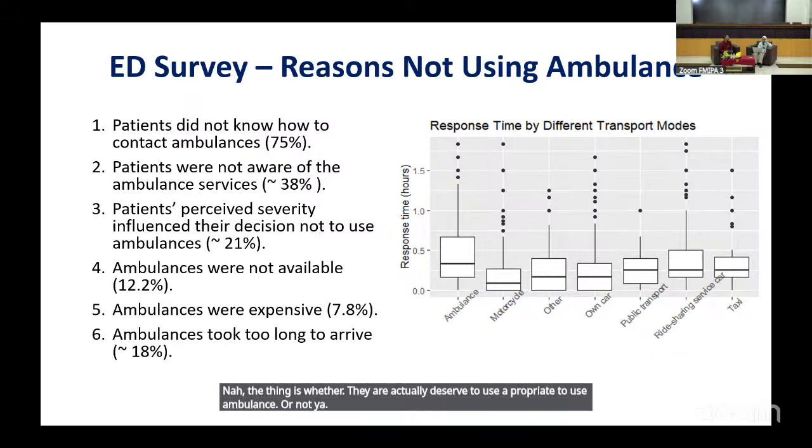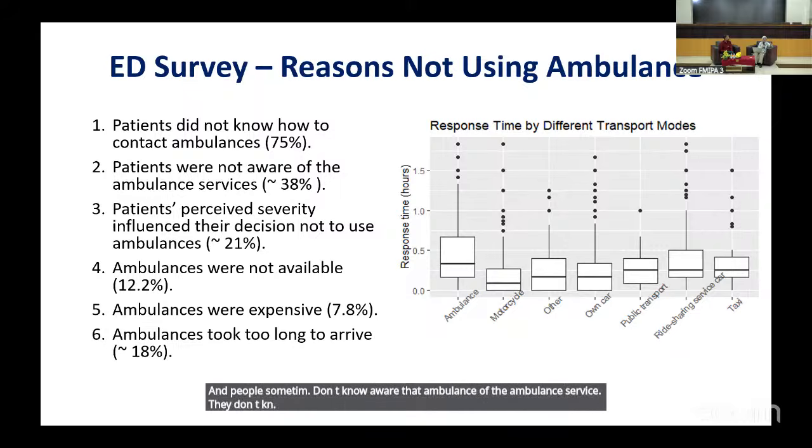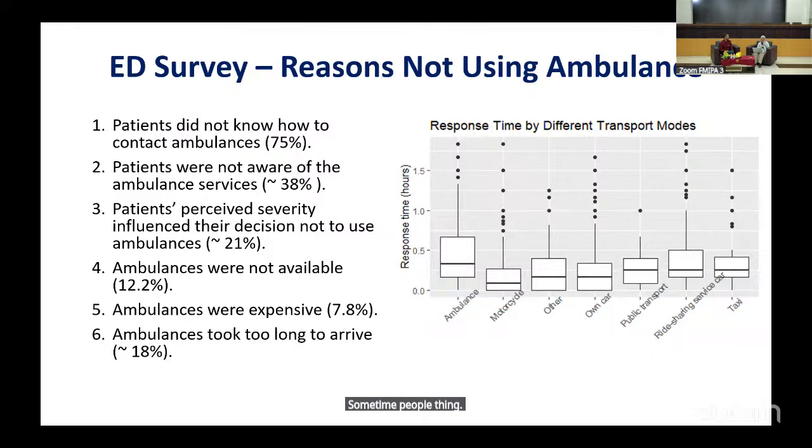So many services are just for transfers between hospitals or for appointments only. Exactly. And people sometimes are not aware of the ambulance service. They don't know that they can use the ambulance. They thought the ambulance belonged to the hospital and they could not use it, right? And then sometimes people think, oh yeah, I'm fine, I don't need the ambulance. But actually they do. So if you have a problem with breathing, most likely you're going to need a medical expert, right?